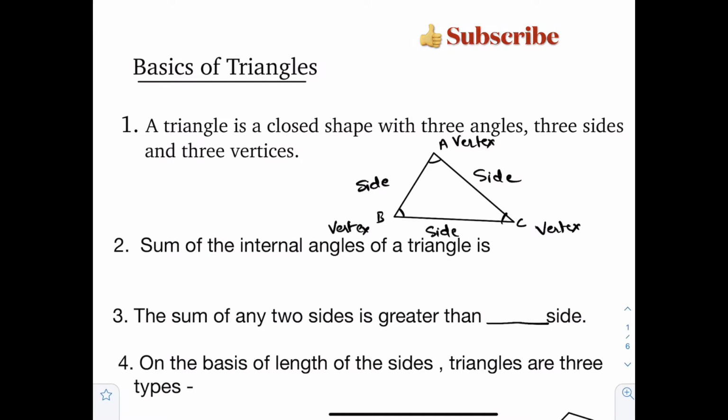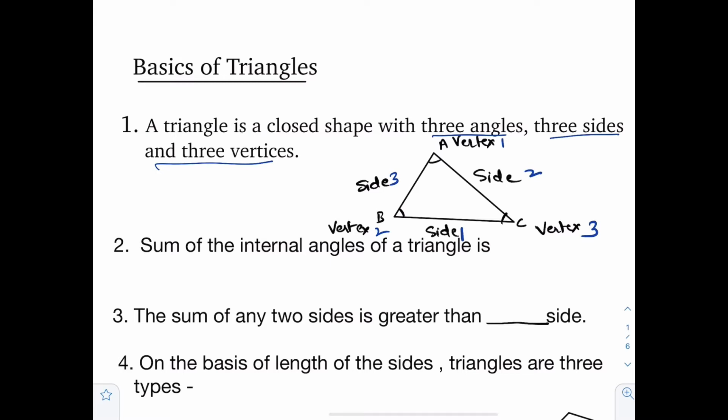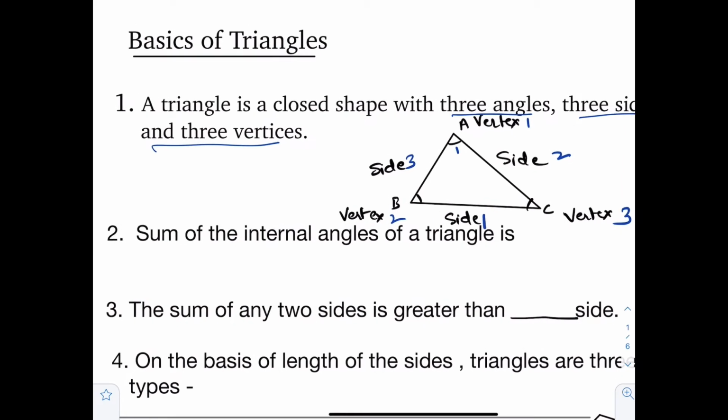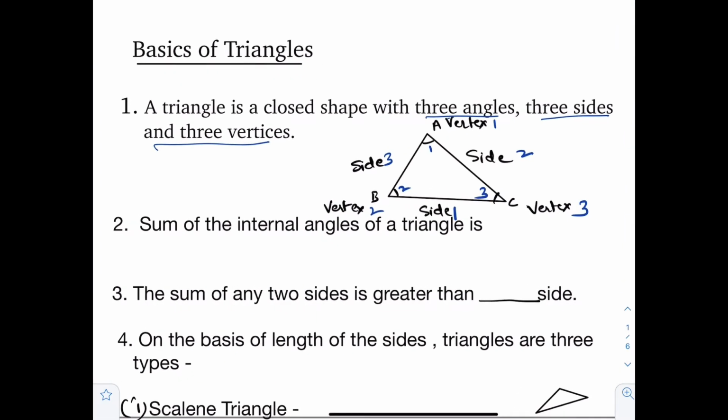A triangle is a closed shape with three angles, three sides and three vertices. So ABC is a triangle and we have three vertices, and three sides: side 1, side 2 and side 3. BC is side 1, CA is side 2 and AB is side 3. And these are angle 1, angle 2 and angle 3. So a triangle has three angles, three sides and three vertices.